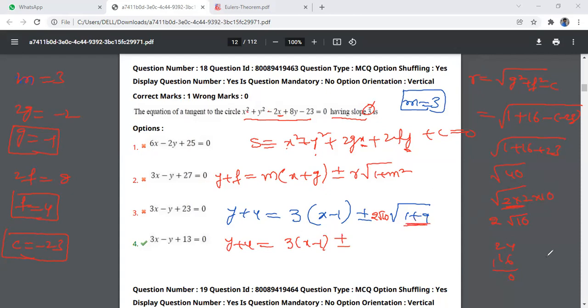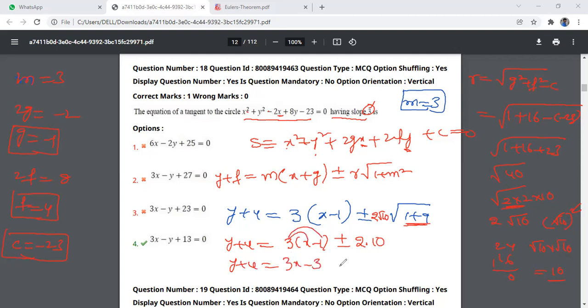means root 10. Root 10 into root 10. What will it become? Just 10. Because root into root means it will become root 10 whole square. Square and root will be cancelled. Only 10. 10 into 2, because 2 into 10 I am writing. So y plus 4 is equal to 3x minus 3.